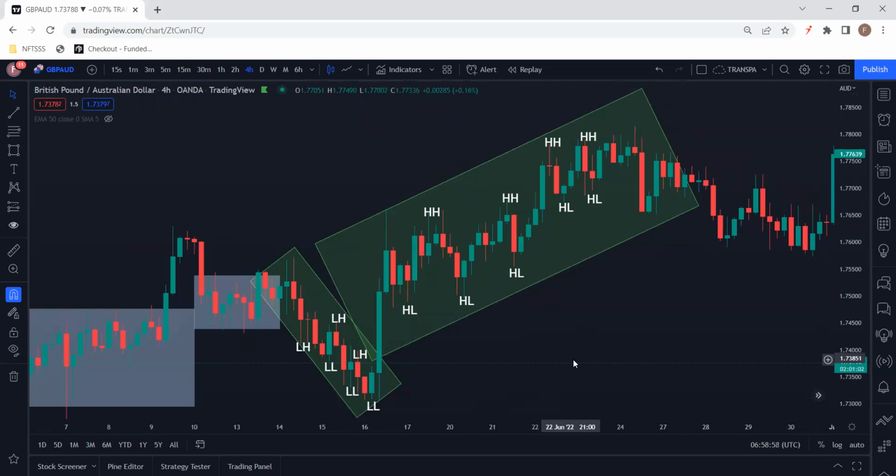So once you are able to identify the market structure, if the market is in an uptrend, we want to look out for what? Buy setups only. We want to look out to buy in an uptrend, and we want to look out to sell in a downtrend. So the market structure answers the question of what to look out for. If we're in an uptrend, we want to look out to buy. If we're in a downtrend, we want to look out to sell.